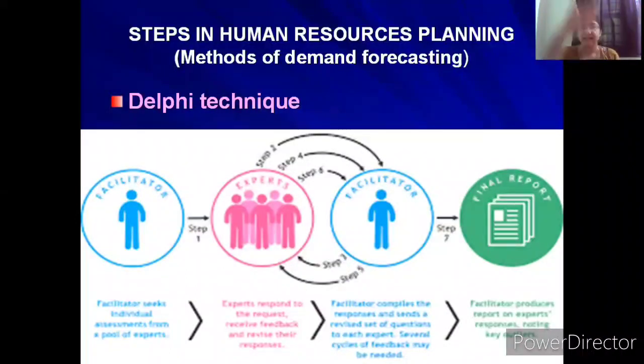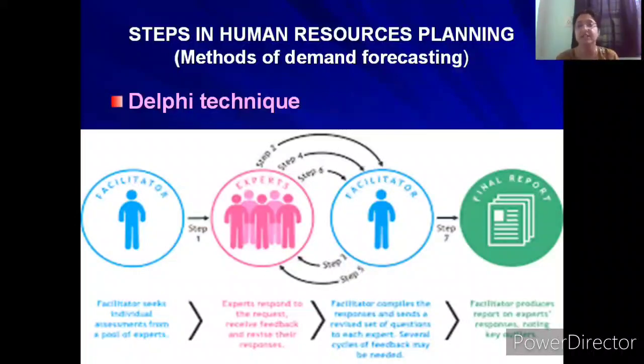Expert number 1 takes the compiled report, makes necessary corrections, passes it on to the intermediary. Intermediary passes it on to expert number 2, who makes further additions or alterations. Goes on to expert 3, goes on to expert 4, expert 5. This process keeps getting repeated over and over again until all the experts come to a consensus on the assumptions or the forecast. So this is a very repetitive process.